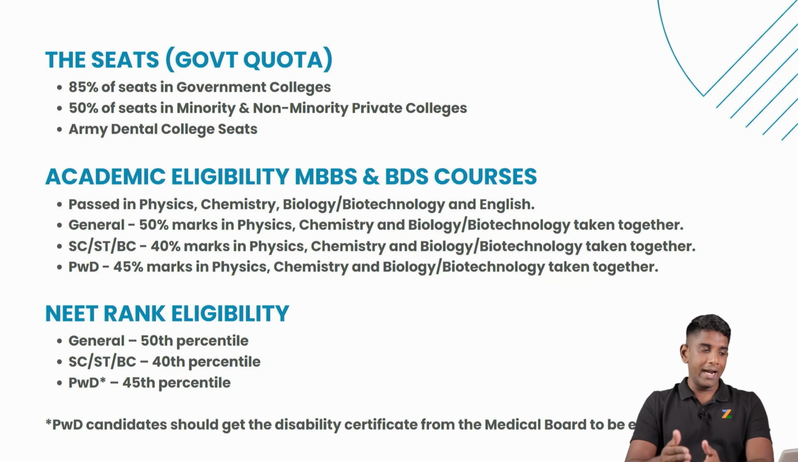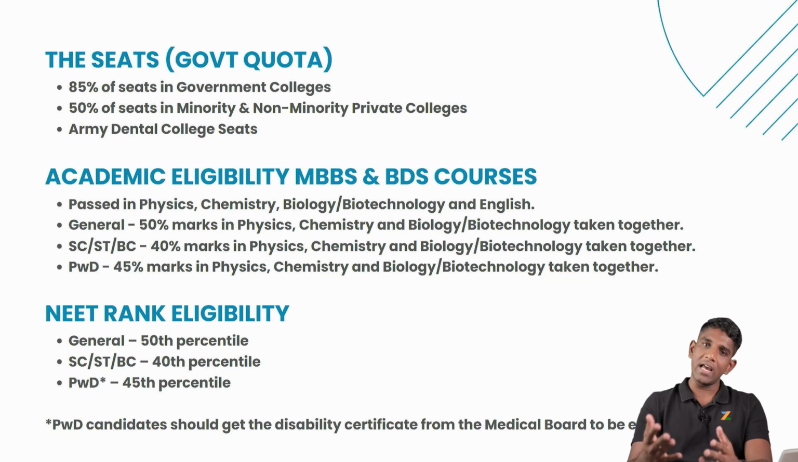Next is the academic eligibility. So in academic eligibility, all the candidates should have passed in physics, chemistry, biology or biotechnology and English. And for general category, they should get 50% marks in physics, chemistry, biology or biotechnology taken together. And for SC, ST and BC candidates, the mark is 40% and PWD candidates, the mark is 45%.